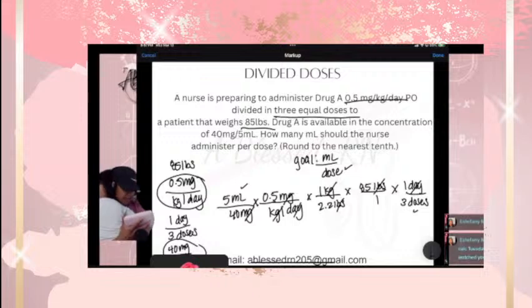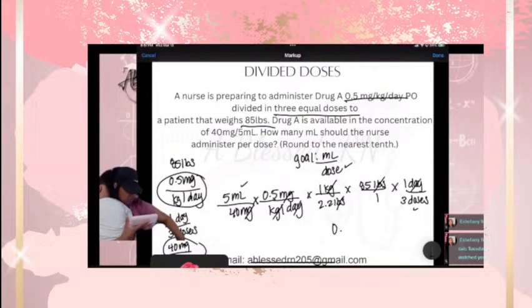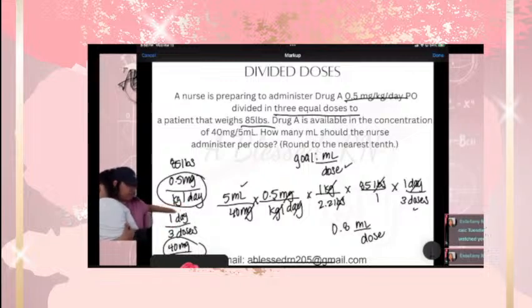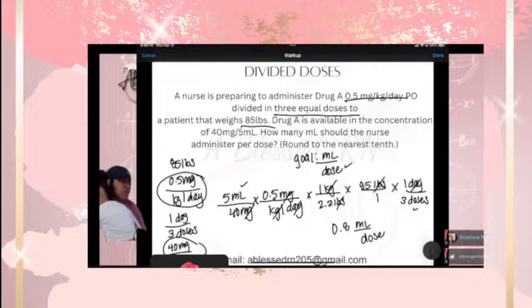So divided by 40, divided by 2.2, divided by 3. So I got 0.8 mLs per dose. Did y'all get the same? Yep. Okay, does anybody have any questions about this problem right here?